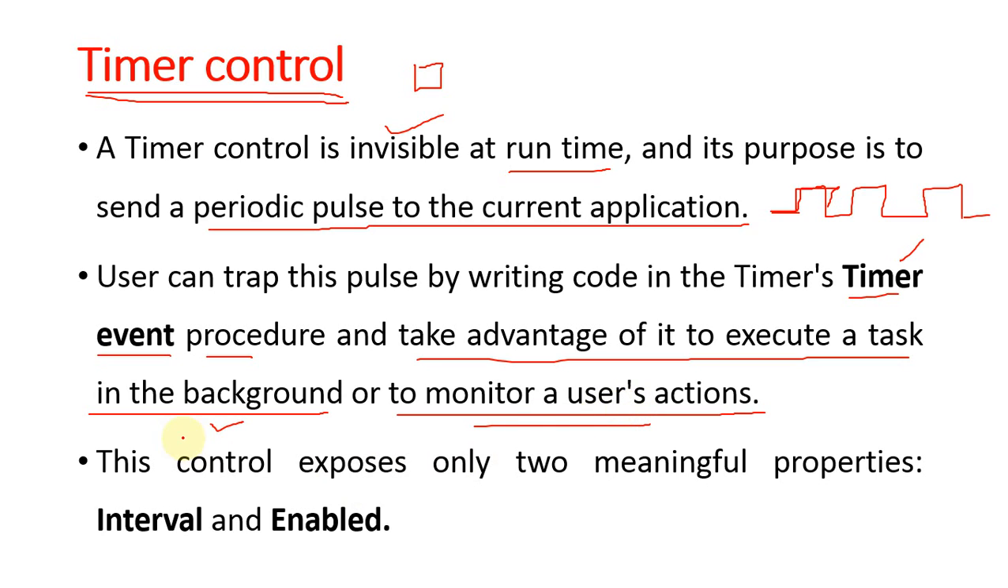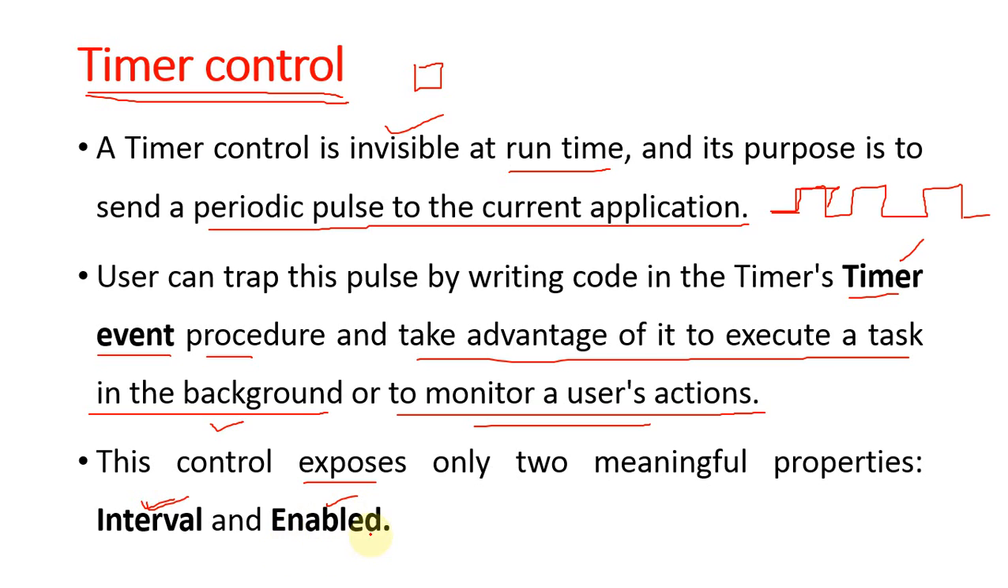You can observe many results or changes happening with the application itself. This control exposes only two meaningful properties, Interval and Enabled. Compared to other controls, the timer control has few properties. In the next slide we will see Interval and Enabled. Name is, of course, a must property for all controls. Index, Left and Top will be there, but the most important properties of the timer control are Interval and Enabled.